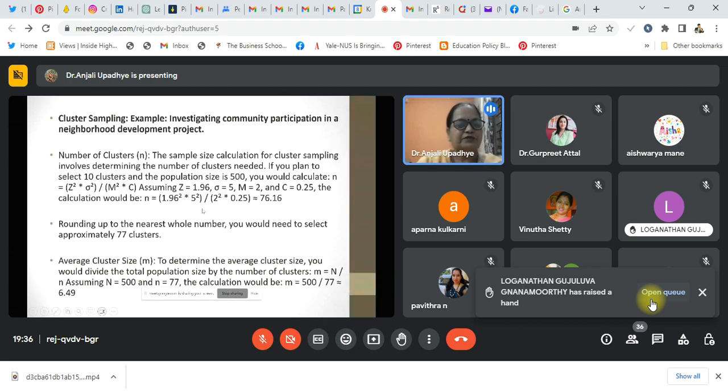Now I have to first calculate the average cluster size. So the cluster size m is equal to N upon n, that is 500 divided by 77. Now we have 7. Now I have 7 clusters. And according to the 7 clusters, I'm going to calculate the sample size in each cluster as 77. Therefore, approximately 77 clusters will have a sample size over here in cluster sampling.